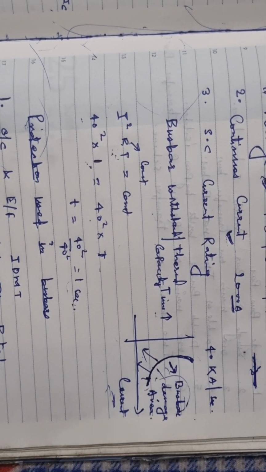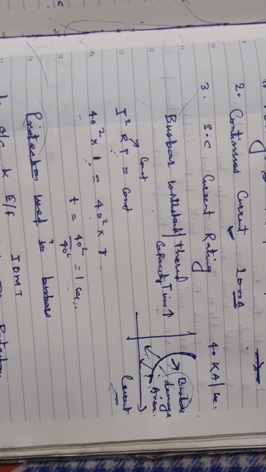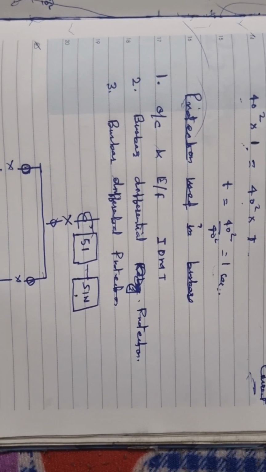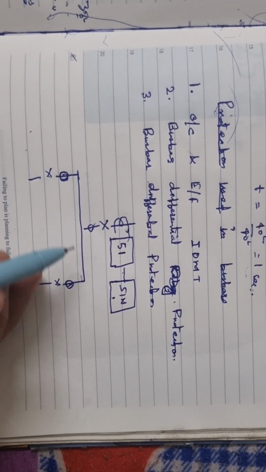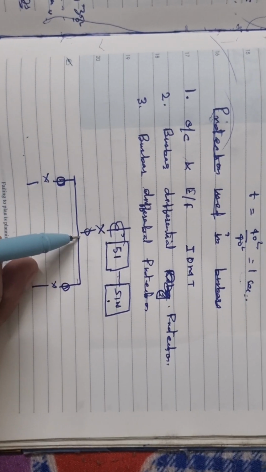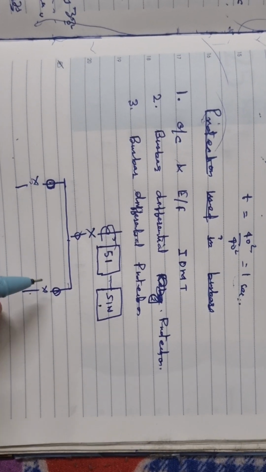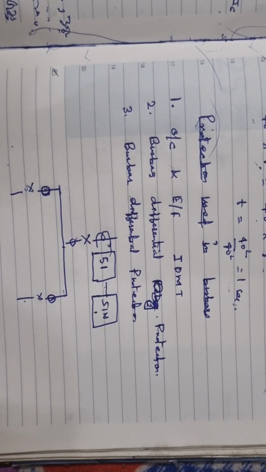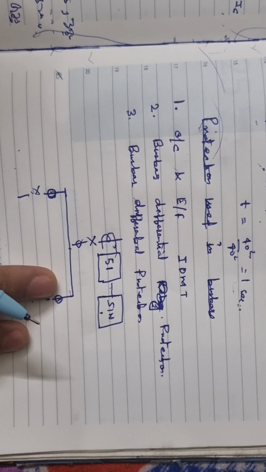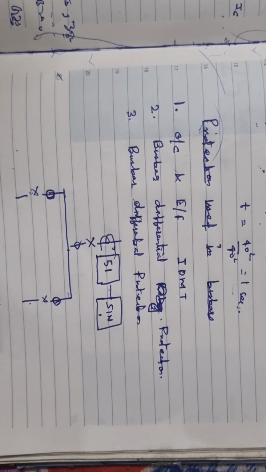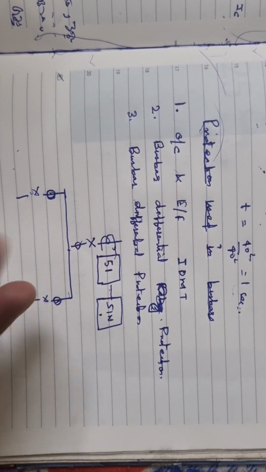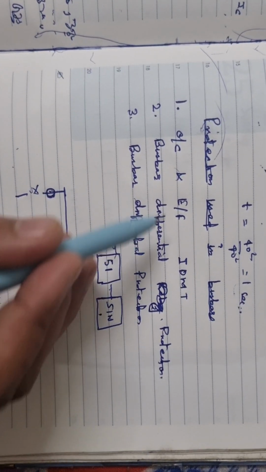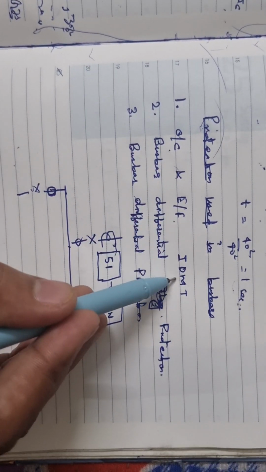Now I will be discussing the protections that are used in the bus bar. There are three different protections generally used in the bus bar. For example, take this one: this is the incoming feeder, and these are the two outgoing feeders. Bus bar protection is very important and essential for the stable operation of power systems, since the bus bar is a node of KCL and connects all the sources and loads together. So we have overcurrent and earth fault protection, that is IDMT protections.